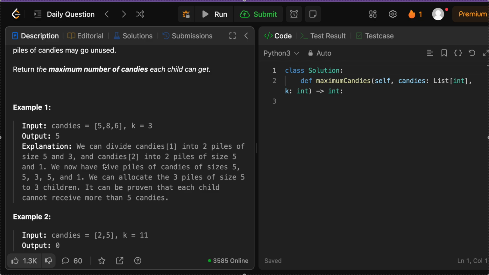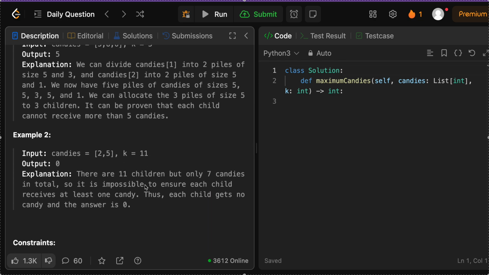And the way we can do that is we could divide candies at index 1 into 2 piles of 5 and 3, right? So this would be 5 plus 3, 8. And then candies at index 2 is a 6. We can break that into 5 and 1, right? And then we can allocate these 5 candies for the other child, and it is proven that each child cannot receive more than 5 candies for these 3 children, right? And we have this very similar explanation here. We have 5 piles of candies of sizes 5, 5, 3, 5, and 1.